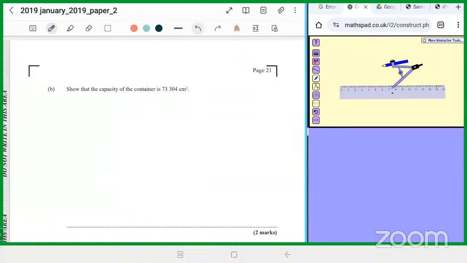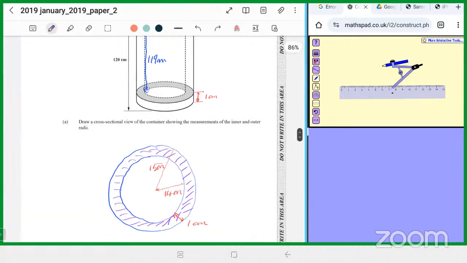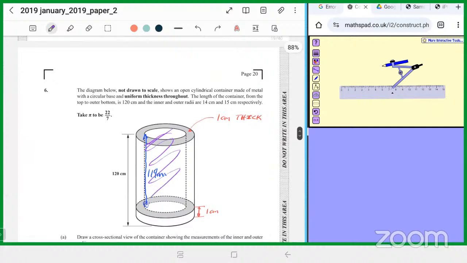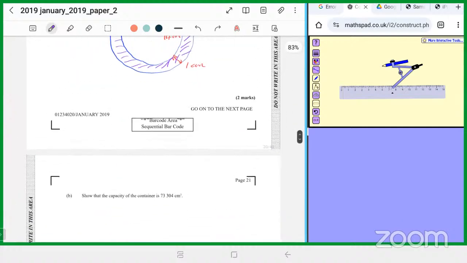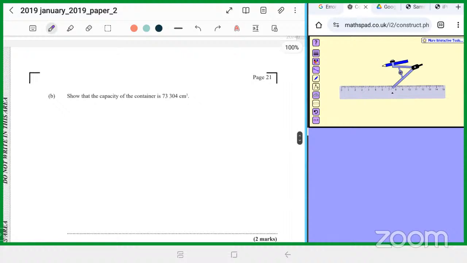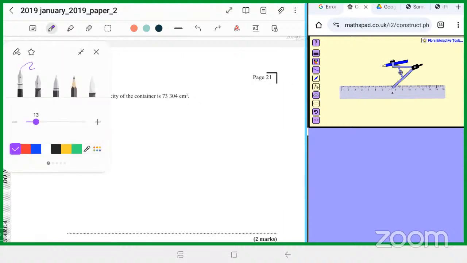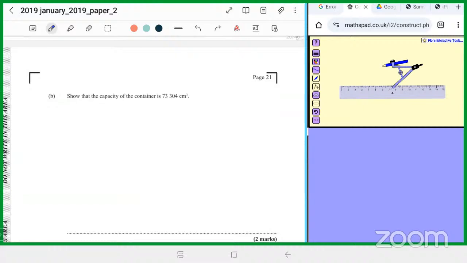Now, the capacity is the inner volume. Capacity is the inner volume, the inside space, like a cup where you can put stuff in it, right? So we're talking about the volume of the space inside here. Volume is cross-sectional area times length, right? Because the object has a uniform cross-section, that's what we learned. So let's call that the inner volume. The capacity is the inner volume.